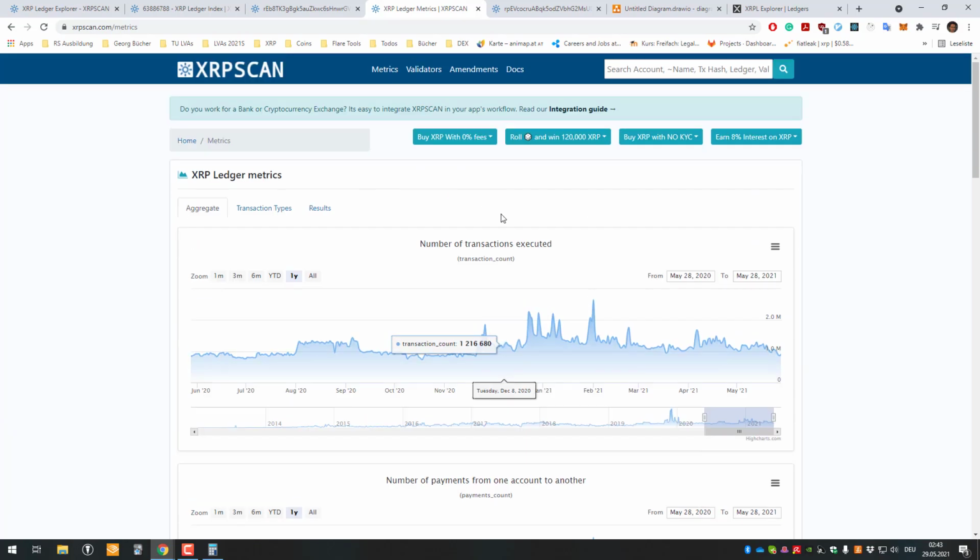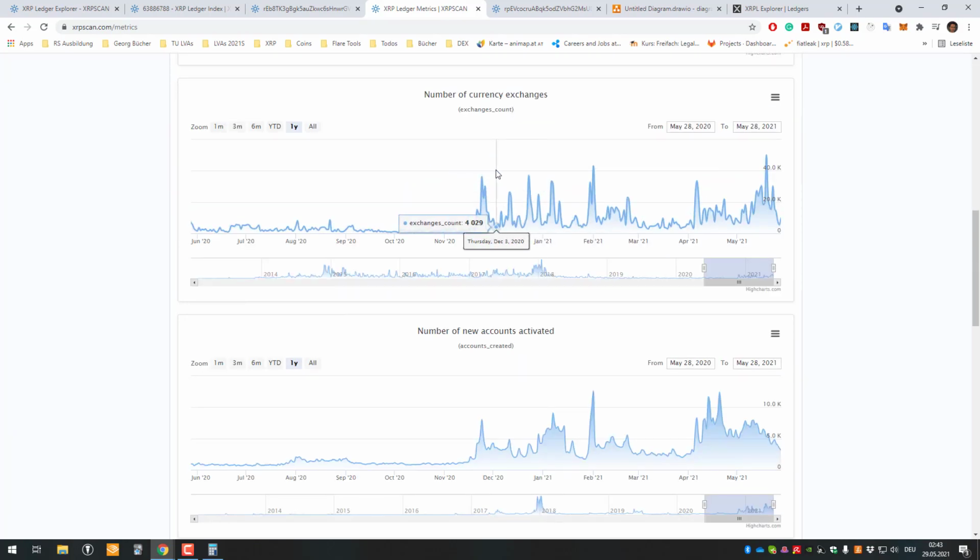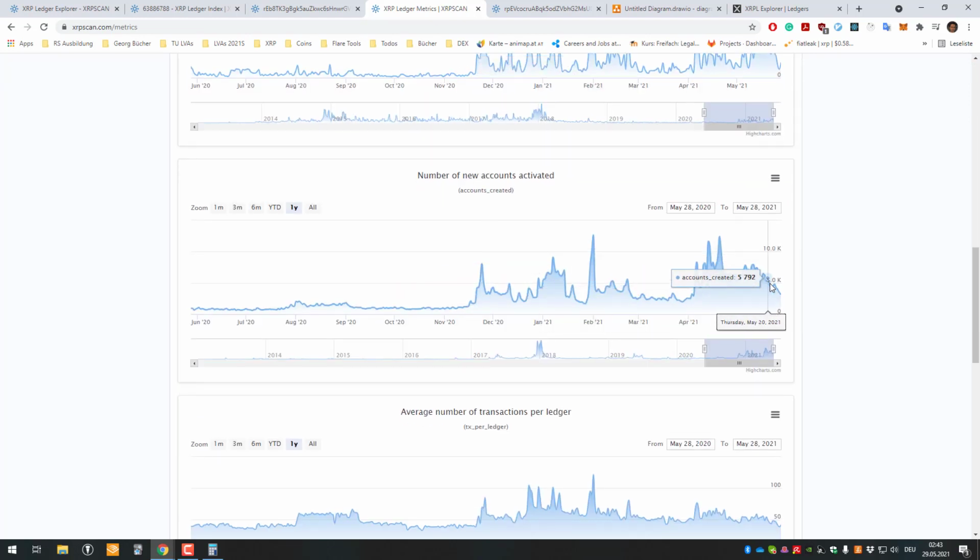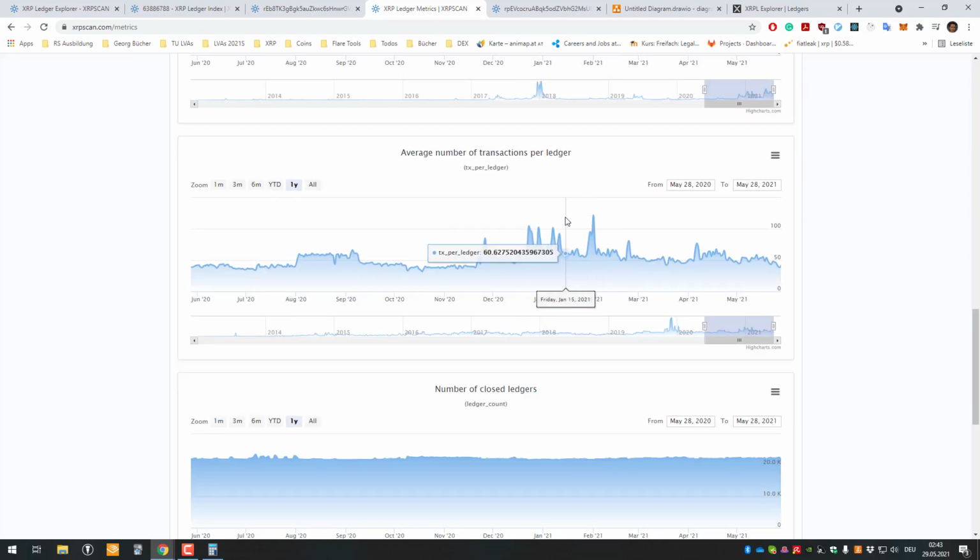Right, so there's just some general metrics. We can also see how many accounts were activated on this day. On May 28th, we can see 3,000 accounts were created. And also during times of extreme price action, we can see that, for example, here on February the 1st, and also on April the 6th, there was like a run up, more or less. There we can see that lots of accounts were created.